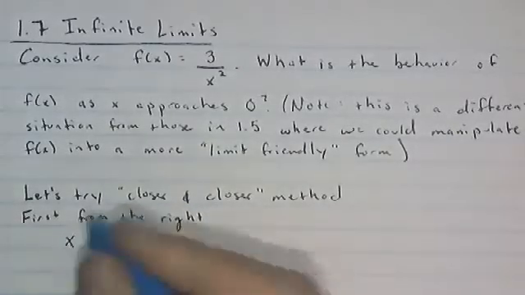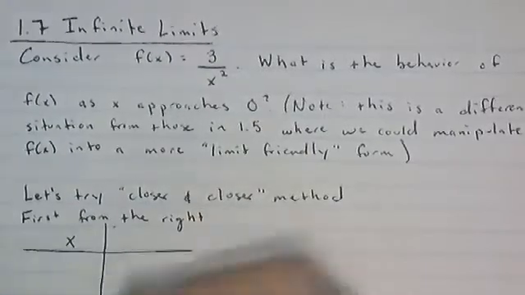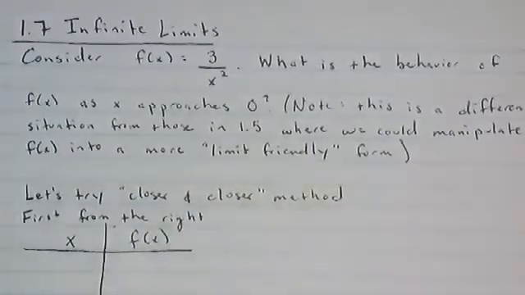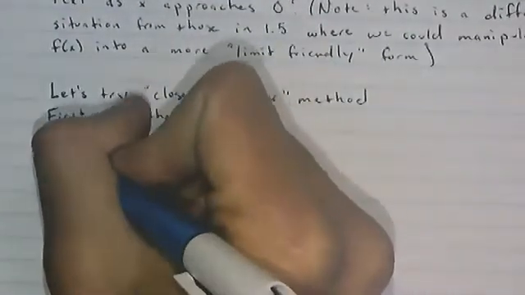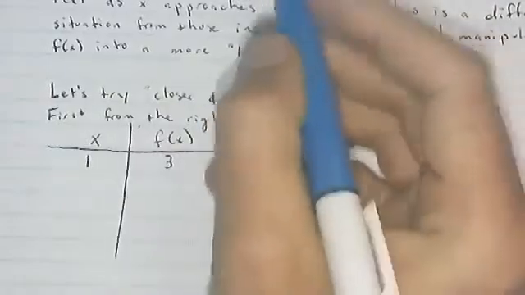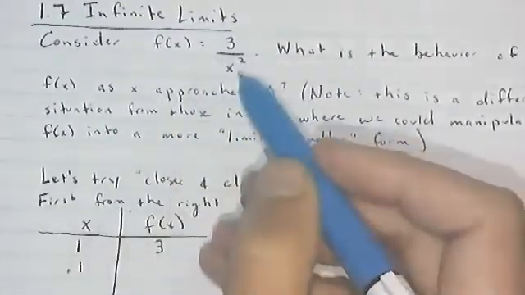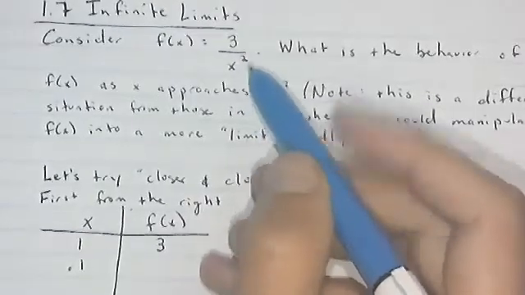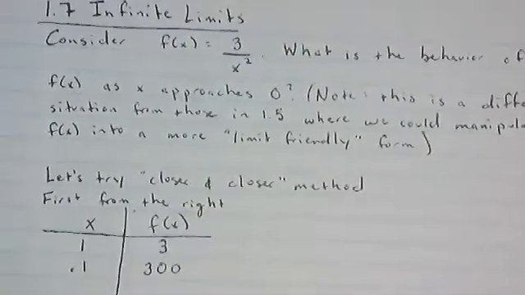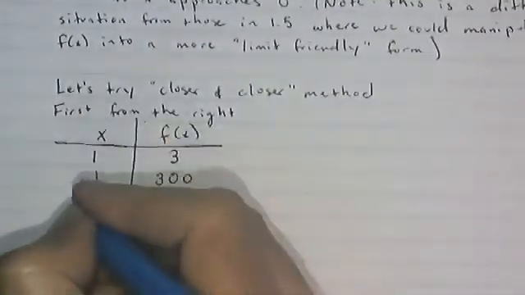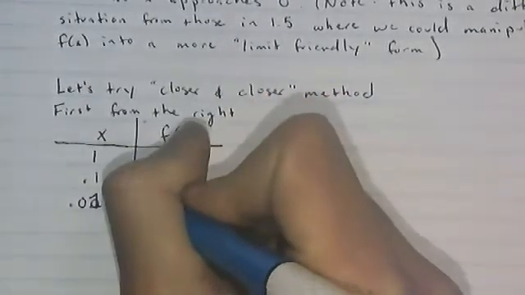Fill out a little table here. x, f of x. Plug in 1 for x, you get 3. We can just do this in our head. You plug in 0.1, you square it, you get 100th. 3 cut into 100th pieces is 300. Closer to 0, 0.01. This suddenly turns into 30,000.